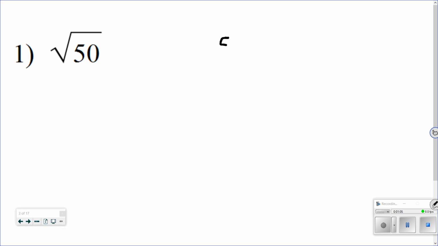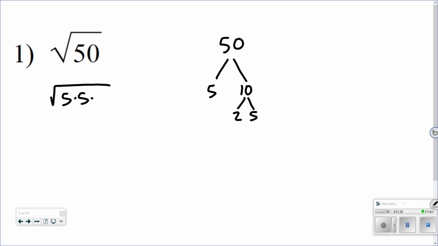So if I take 50, I want to get a list of its factors. The way I'm going to do that is by making a factor tree. So let's see, 50, I got 5 and 10. 5 doesn't break apart. So we get down to here, that is a list of all its prime factors. So I'm going to come back over here, I'm going to rewrite it, square root of 50 as being square root of 5 times 5 times 2. And I put those 5s together on purpose.